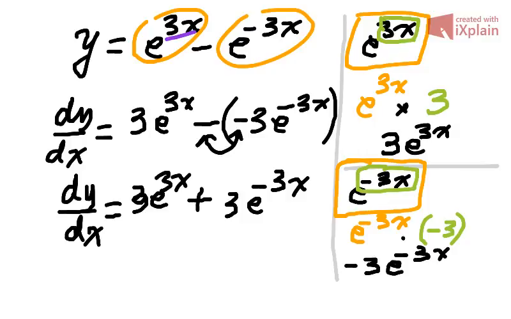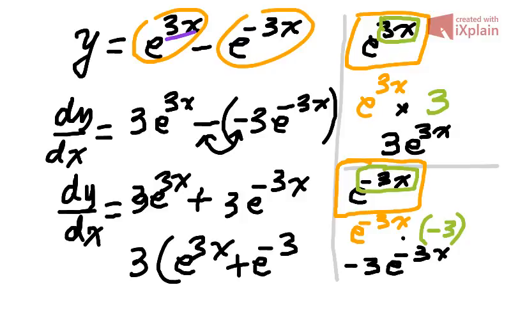We cannot simplify this further. We could just maybe factorize the 3 out if we wanted, but the e to the power of 3x is not a like term with e to the negative 3x. They are different. We could write 3(e to the 3x plus e to the negative 3x) if we wanted, though. That's the derivative of the original function.